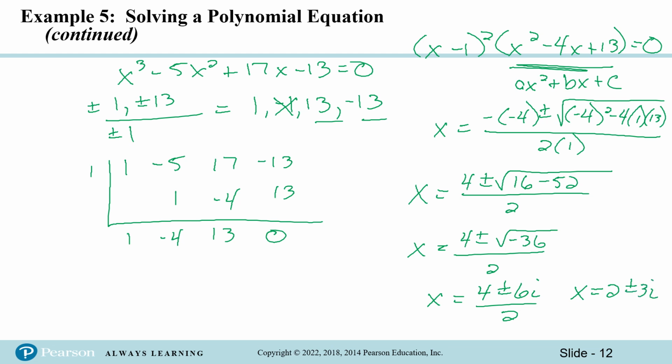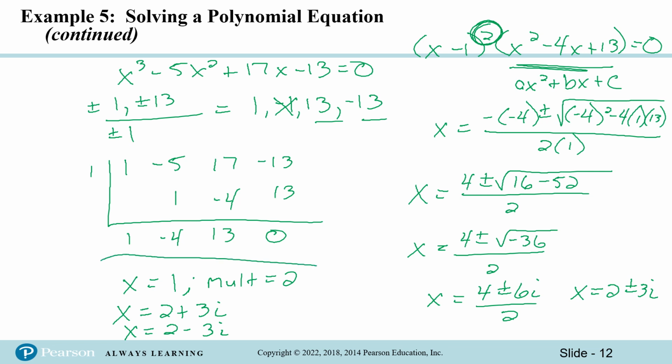Okay, so I have x equals 1 with multiplicity 2, right? Because I have it squared. And then here are my other 2. 2 plus 3i, and notice we have a complex conjugate pair, 2 plus 3i and 2 minus 3i. So there we go. There are our 4 solutions.